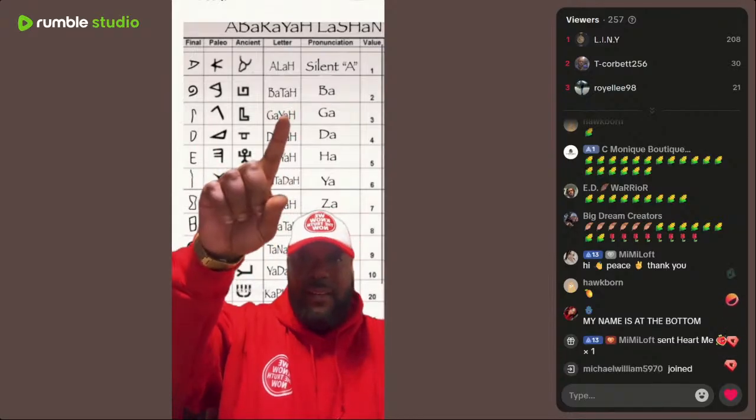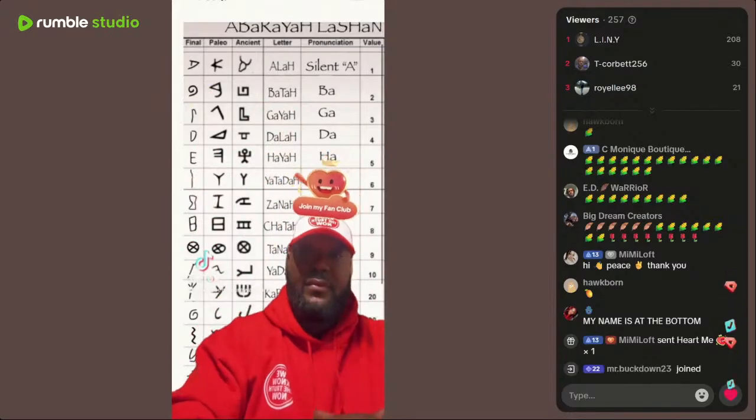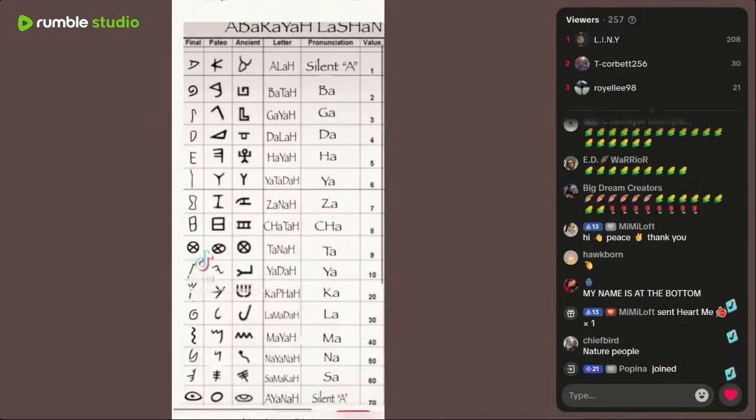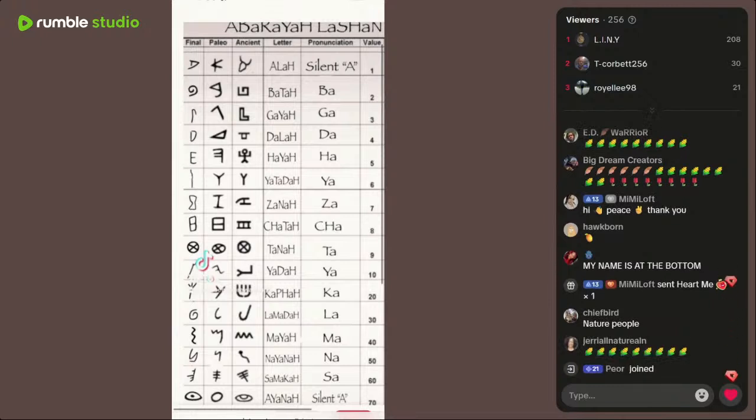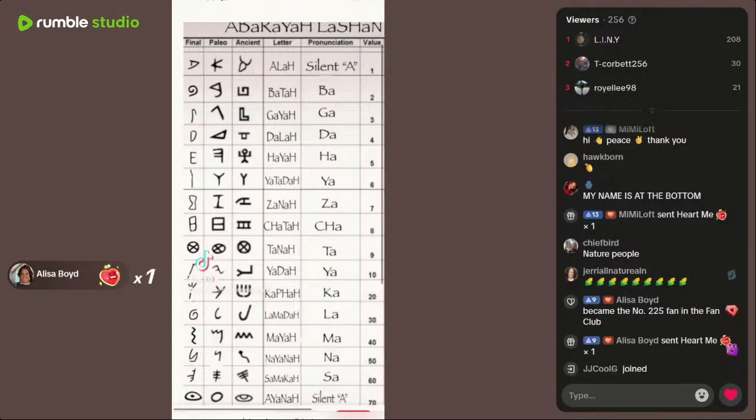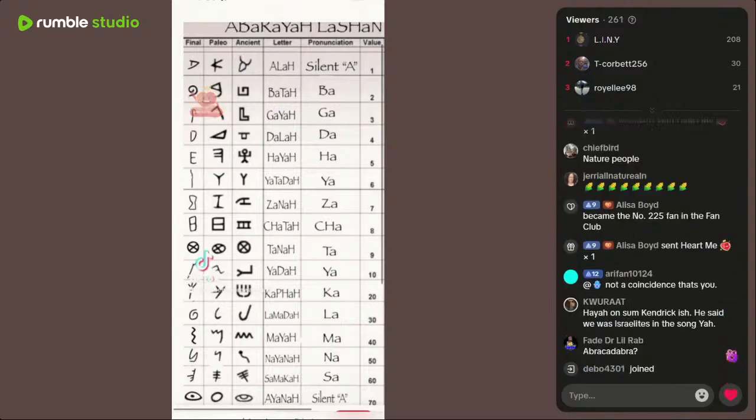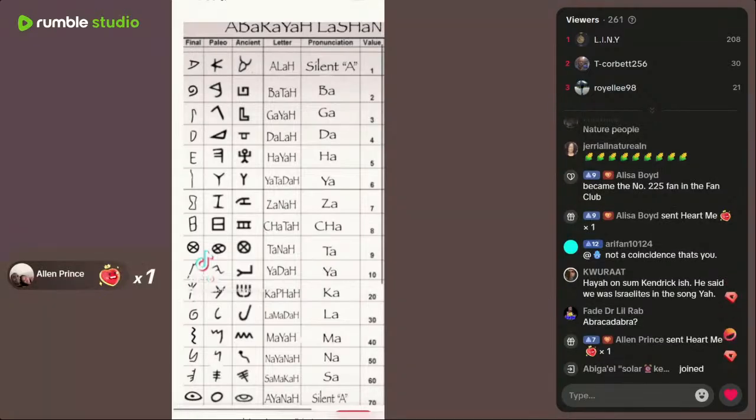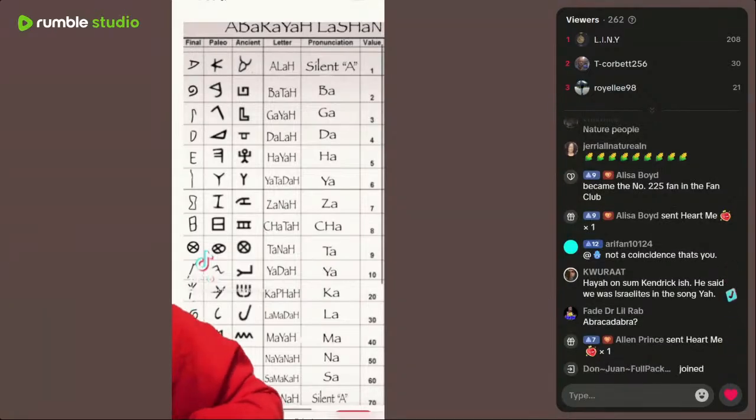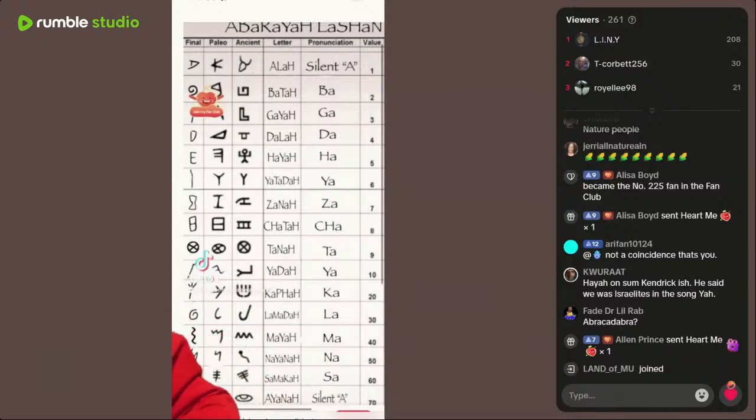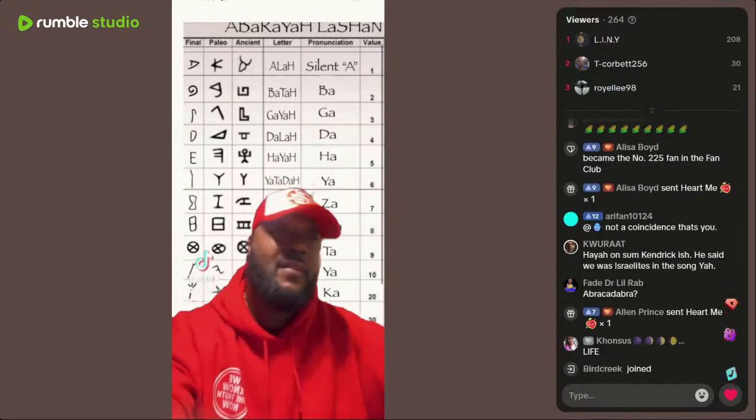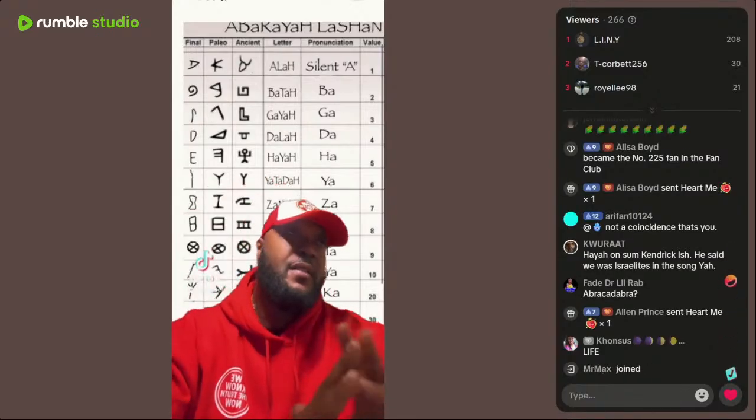Bata, bet, house. Look at it. Roll the corn. Check it out. Shah is Hebrew, meaning life. Shata. Yes.